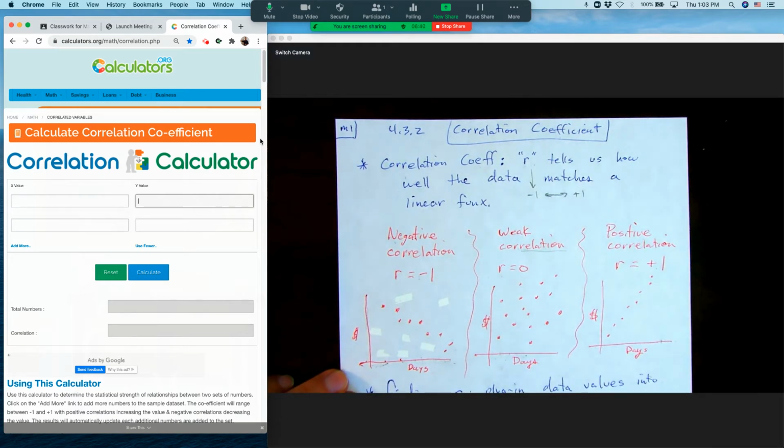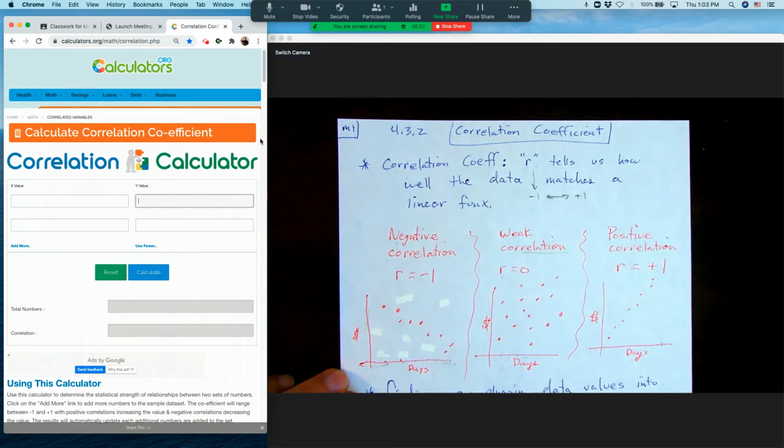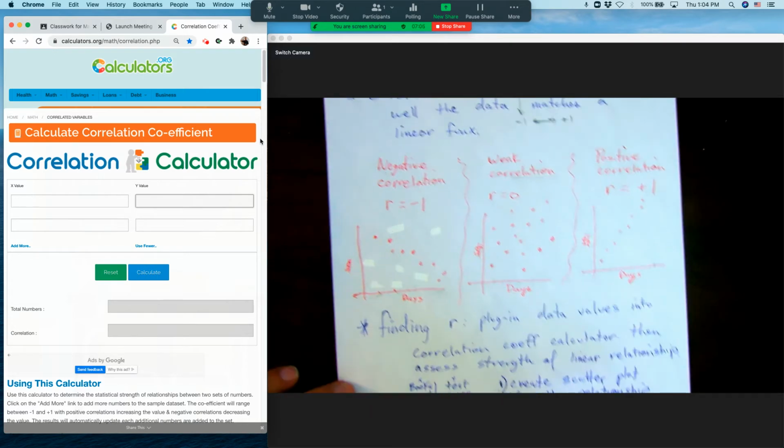So the first part of figuring out the R value, the correlation coefficient, is to make a scatter plot and look at it, figure out if it's a negative, a weak, or a positive correlation. And there can be a weak positive correlation where it's in the middle. There can be a weak negative correlation where it's in the middle. It's not all one straight line. So you just use those words to explain it, okay?